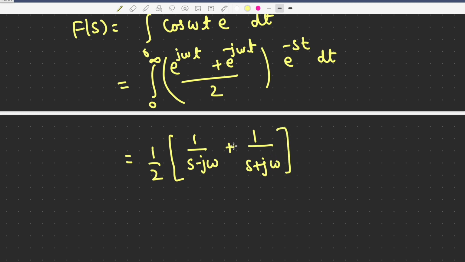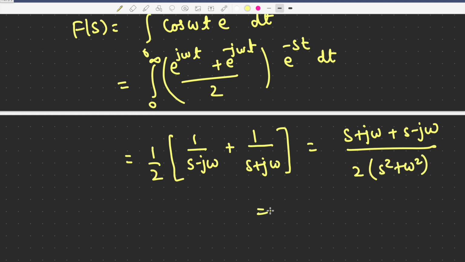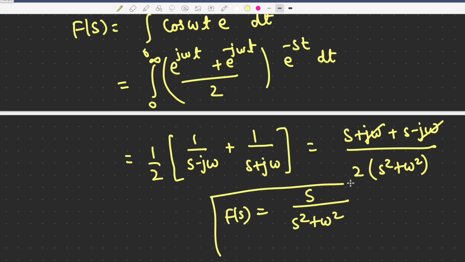So the difference between sine and cos is that there is a plus sign over here and there is no j over here, so it is (s plus j omega plus s minus j omega) divided by 2 into (s square plus omega square). So this j omega cancels. We have s divided by s square plus omega square, which is the Laplace transform of cos omega t. That means if you have cos omega t, then omega square will be here, s square and s will be here.